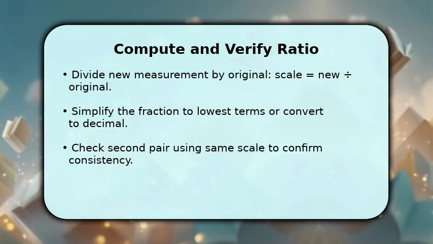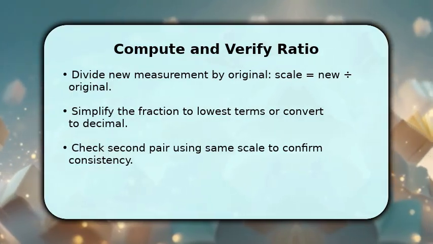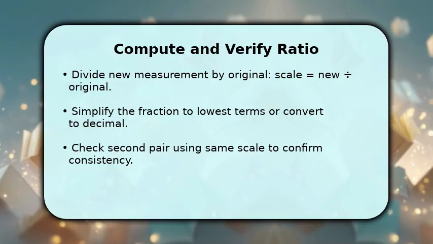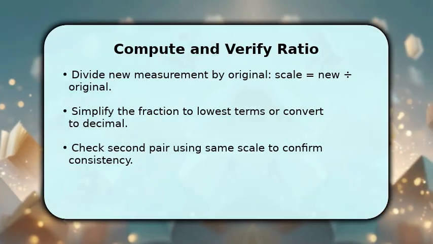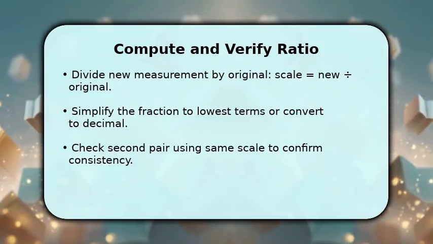Once you have that value, apply it to a second known pair to verify. If the result matches, your factor is correct. If it doesn't, recheck unit alignment and arithmetic to find the discrepancy.